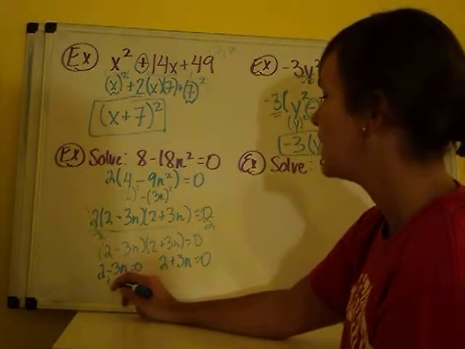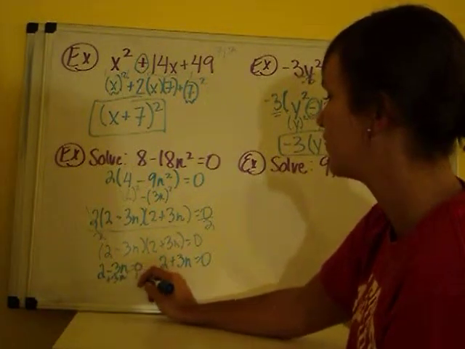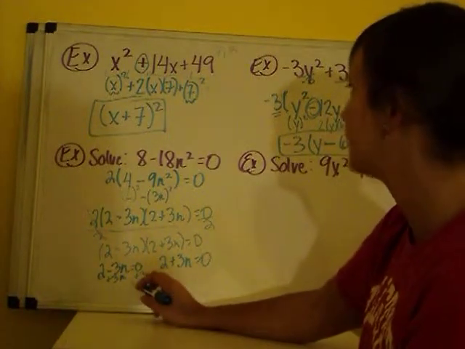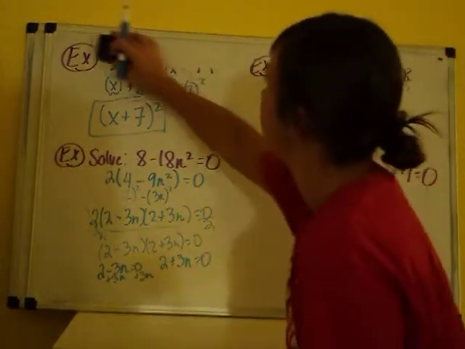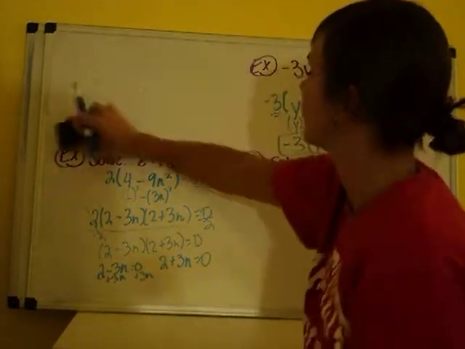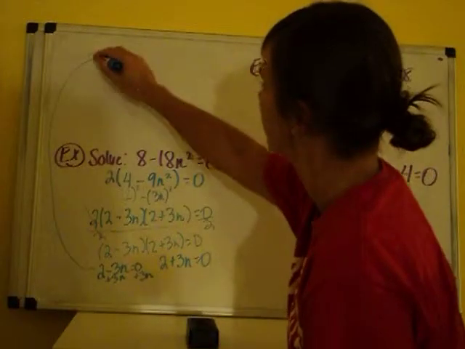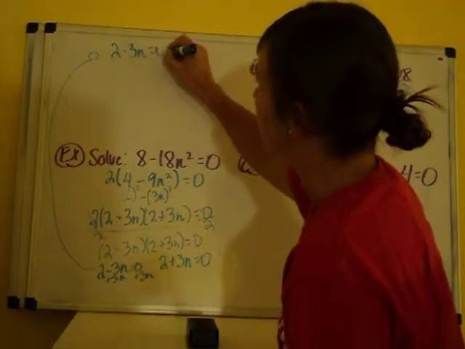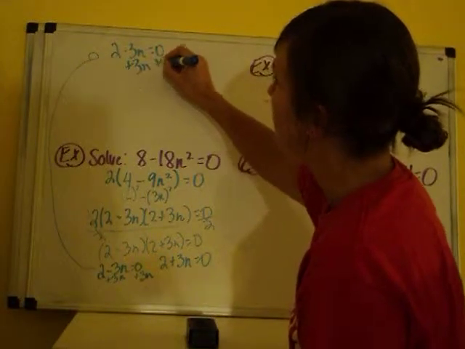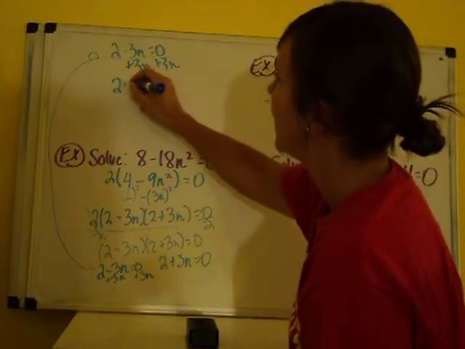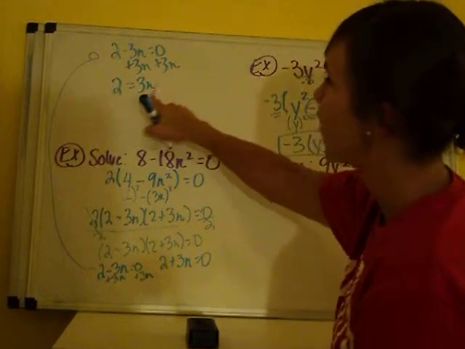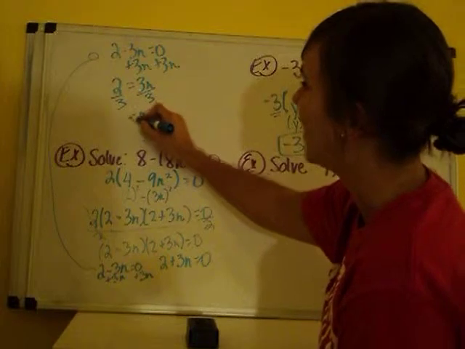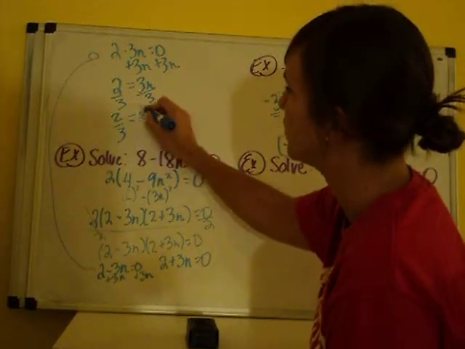So here I'm going to add 3n. I'm running out of room. I'm going to come up here. Okay, so I have 2 minus 3n equals 0. I add 3n to both sides, and I get 2 equals 3n. I'm solving for n here, so I'm going to divide by 3, and I get n equals 2/3.